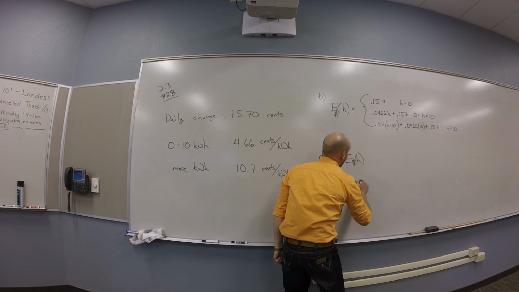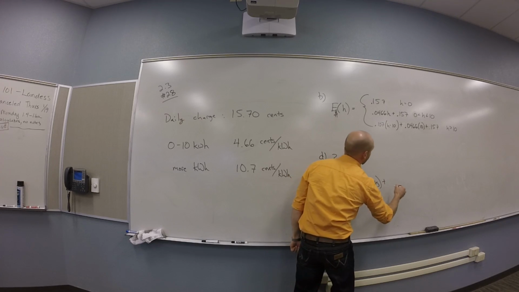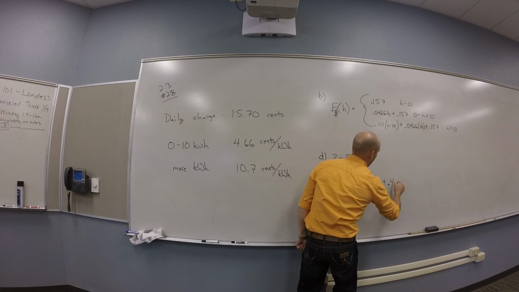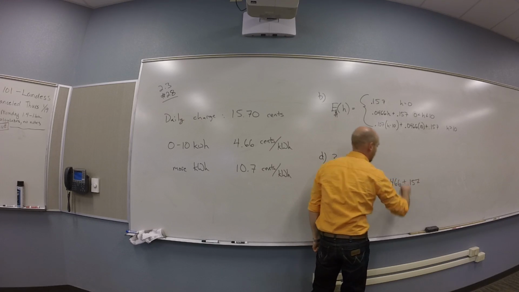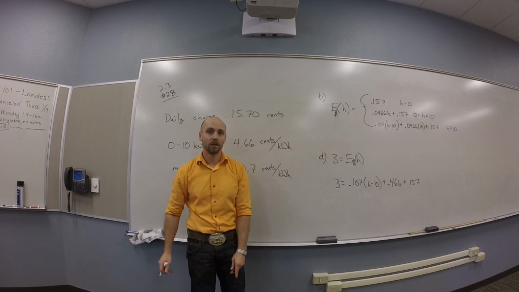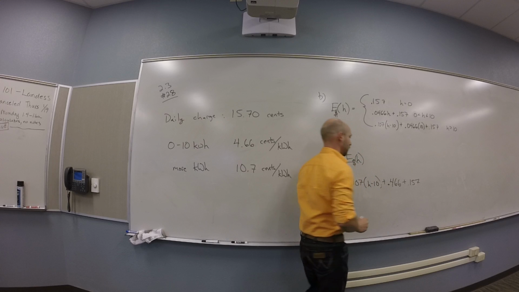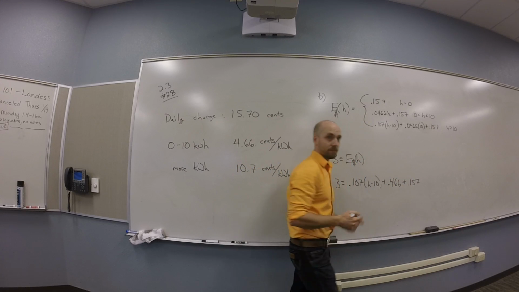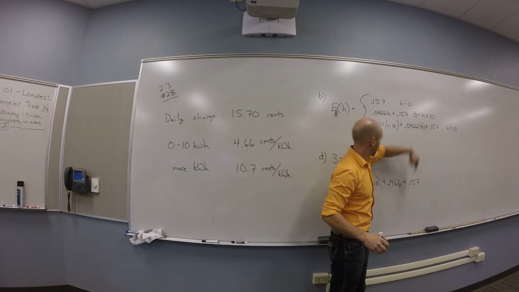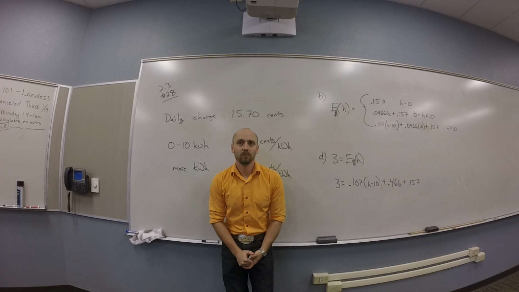So I got 0.107 times h minus 10 plus 0.466 plus 0.157. And you guys can solve that, I think. It's just poorly written. Oh, I multiplied. Oh, yeah, I moved the decimal one. Sorry. Cool. Questions, things? You guys can solve this.